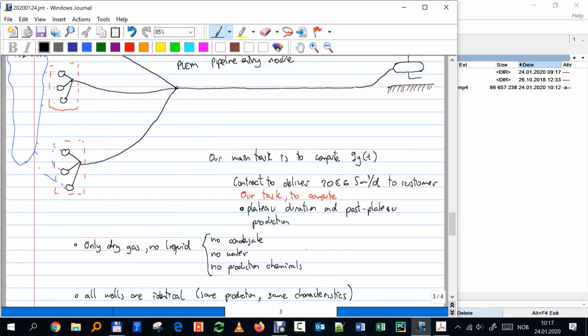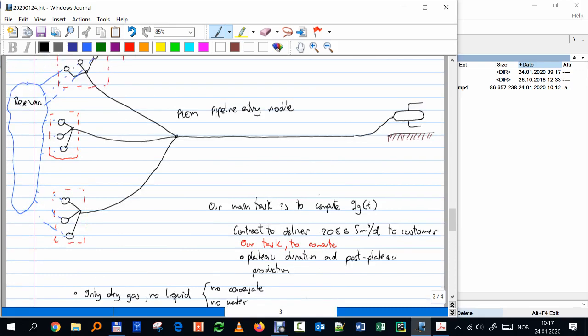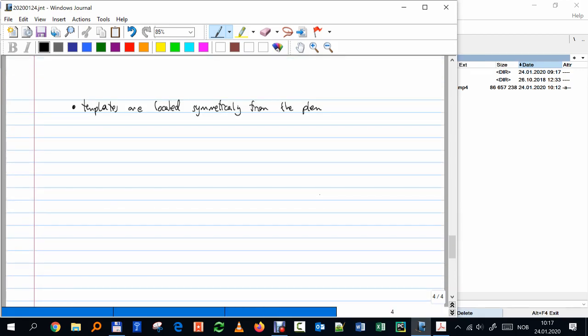Another thing we're going to say, also to honor that constraint, is that templates are located symmetrically from the PLEM. That means that the pipes are exactly the same length, the pipes have exactly the same topology, are exactly the same. So this approximation actually causes a very important simplification to our problem.